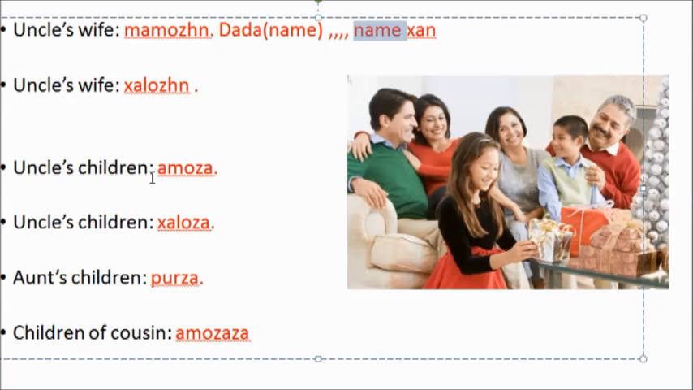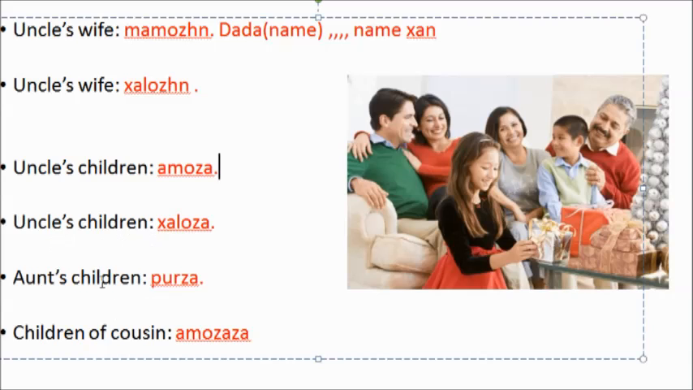Then we have uncle's children, called amoza. Amoza means the uncle's children. When you call your amozas, you can just use this, or you can use kaka or dada as well. Okay, with my older cousins, I use kak or dada, according to whether they are female or male.